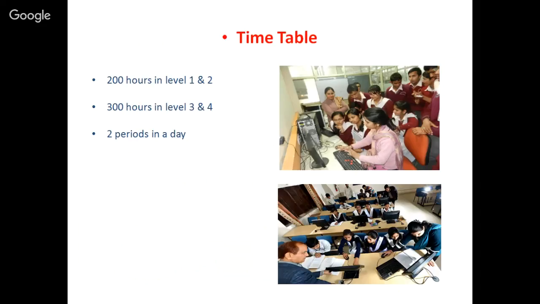So, sector skill councils: this is the timetable. 200 hours in level 1, then 200 hours in level 2, 2 periods per day, which includes theory as well as practicals. Then 200 hours each in level 3 and level 4, that is in class 11th and 12th, 2 periods per day.